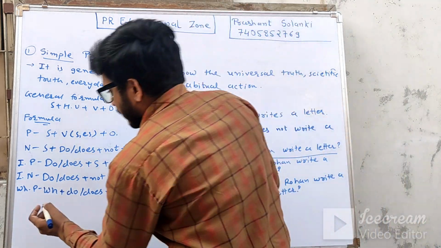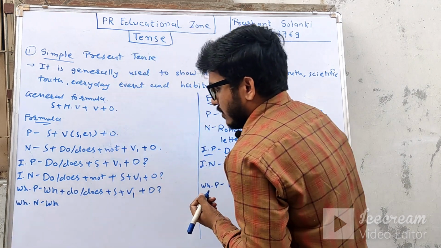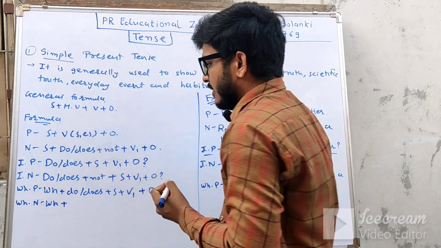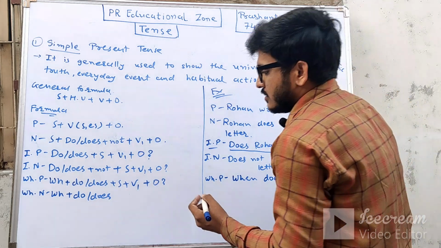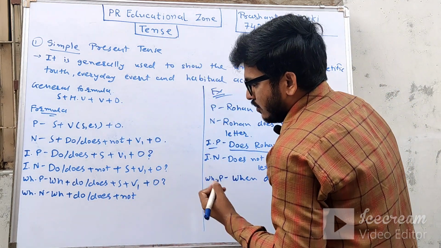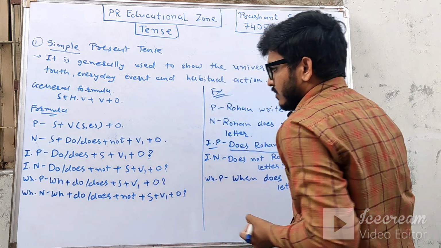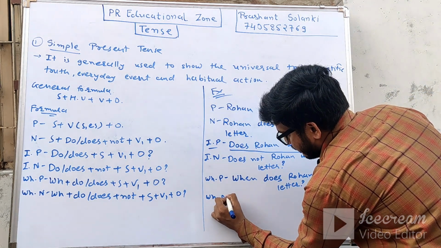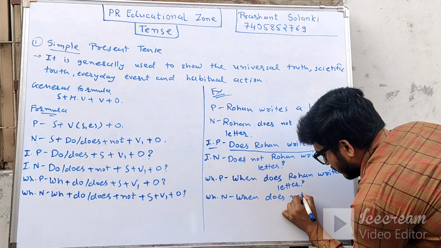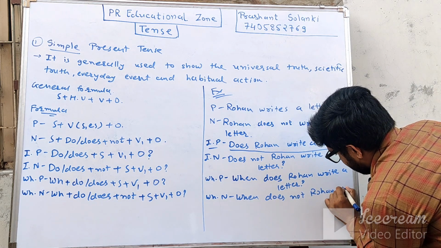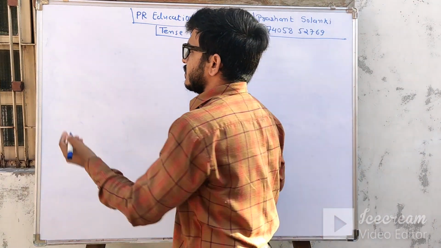So now we are going for the WH negative sentence. As I said earlier, in the negative sentence, not comes after the helping verb, and here the helping verb is do or does. So we will write not after do or does, and the same as the interrogative negative. Now we will write: when does not Rohan write?